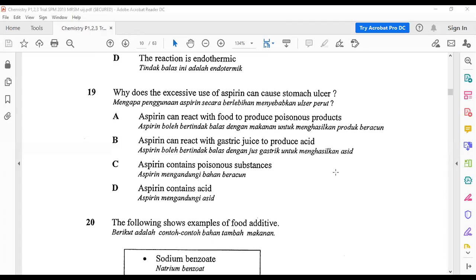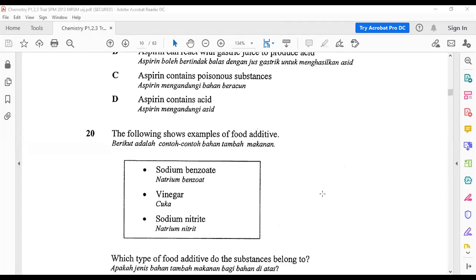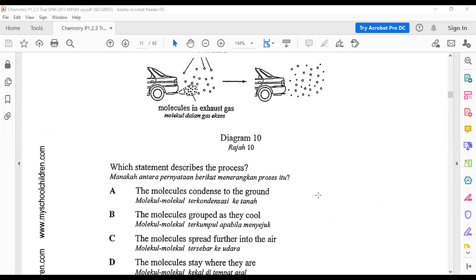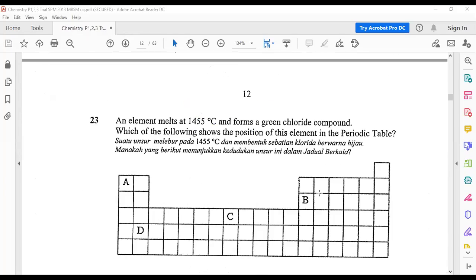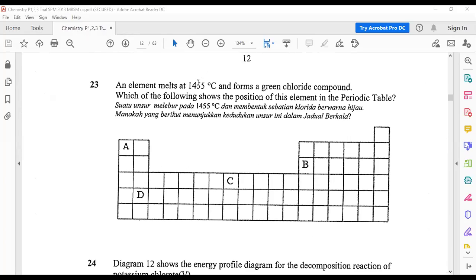We continue with the question of our objective part here. Now, this is our question number 19 done. We are now at question number 23. Now, question 23, what does it say? It shows the element with a melting point at 1455 degrees Celsius. And the more important part is it is forming a green chloride. Can you see? Green chloride.